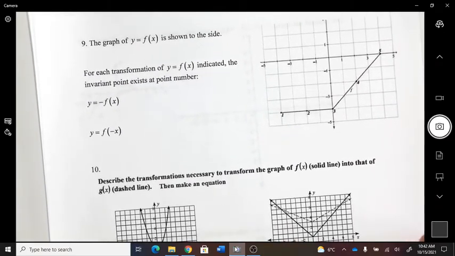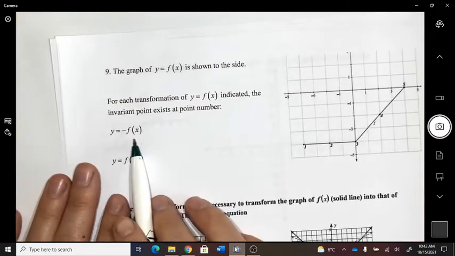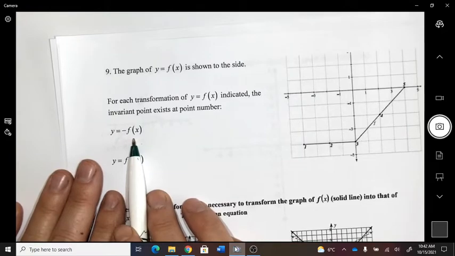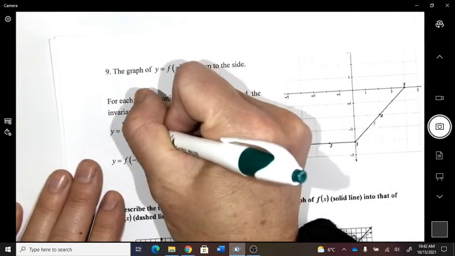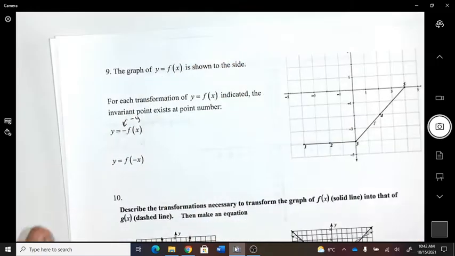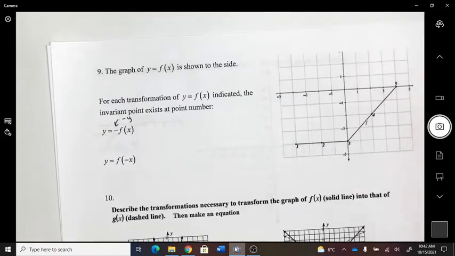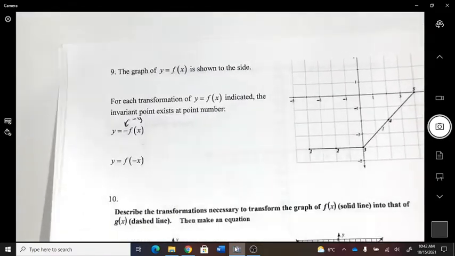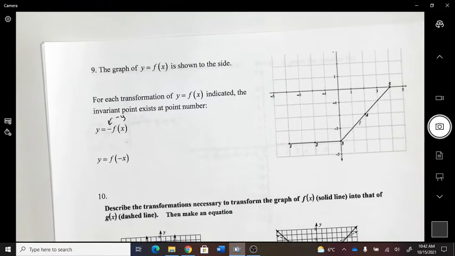What point would be invariant? So, if I reflected it, this is changing the y, which coordinate would not move? Which point would not move? There's one point that would never move. If you were to reflect it over the x-axis, which point is not moving?